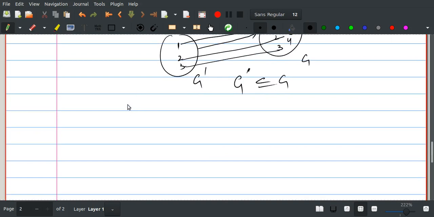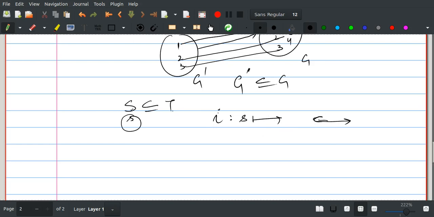So if S is a subset of T, we can define a map I which takes elements in S to elements in T. Note that if small s is in S, this s also sits in T. This inclusion map takes this s to the already existing element in T. So this inclusion map is sometimes denoted by a curved hook arrow, which means inclusion.